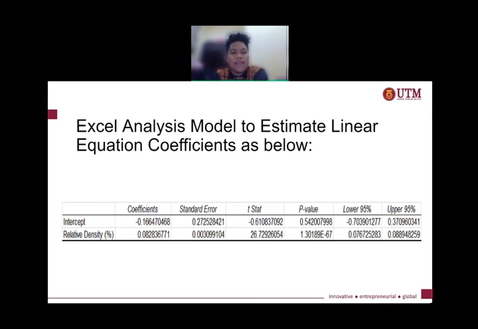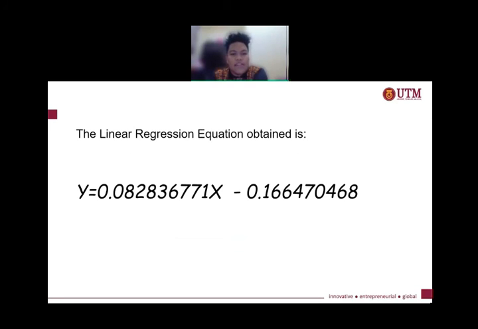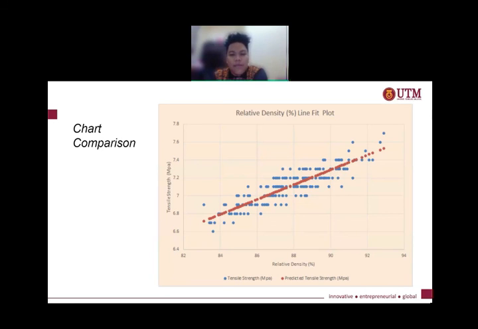Part D is to use the analysis model to estimate the linear equation coefficients. So this is the data. The linear regression equation obtained is this, where Y is the tensile strength and X is the relative density. So this is the chart comparison. As you see, the blue dot is the tensile strength and the white dot is the predicted tensile strength.